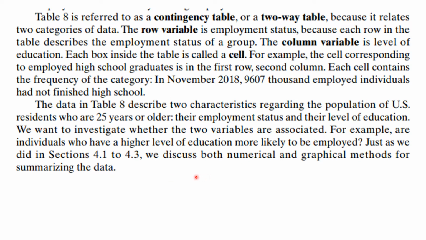So what we're going to do is discuss being able to do analysis of such data. We can ask and answer questions with this. For example, are individuals who have higher levels of education more likely to be employed? And so we're going to discuss both numerical and graphical methods for summarizing this data.